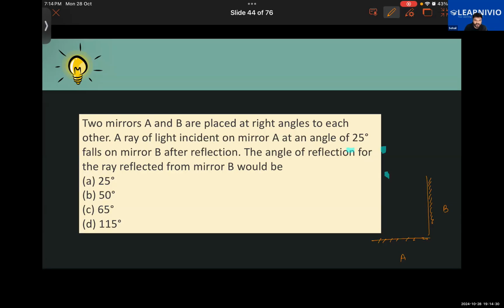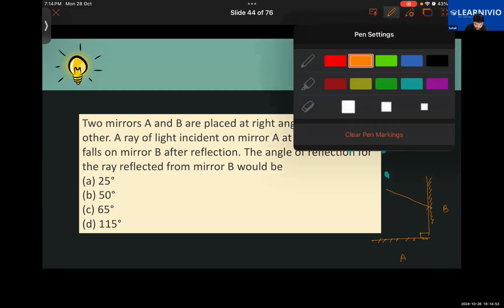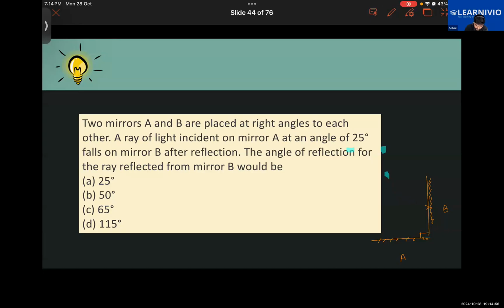So two plane mirrors A and B are placed at an angle of 90 degrees. A ray of light is incident on mirror A at an angle of 25 degrees. So it is falling on the mirror at an angle of 25 degrees, and as it falls on mirror A, it will be getting reflected from mirror A. Actually, I mistakenly drew it over here. So it is incident on this at an angle of 25 degrees, and it falls on mirror B after reflection. The angle of reflection for the ray reflected from mirror B would be what? So you have to find the angle of reflection for mirror B.